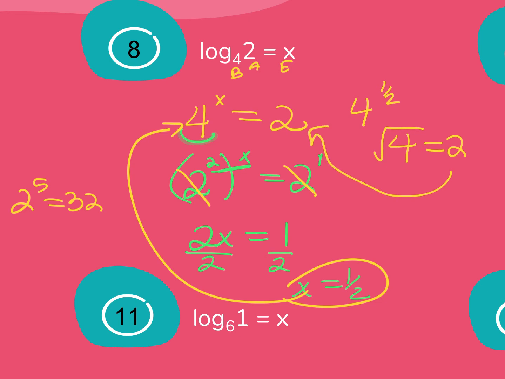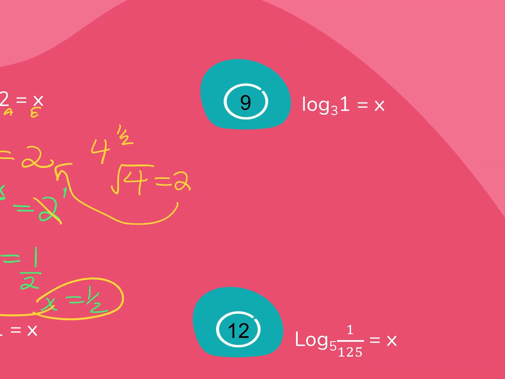The next one, this is our property, but again, let's go ahead and put it into exponential, BAE. So 3 to the x power equals 1. Here's where you need to memorize that whenever you see the answer is a 1, you know this power is a 0. This is a property.